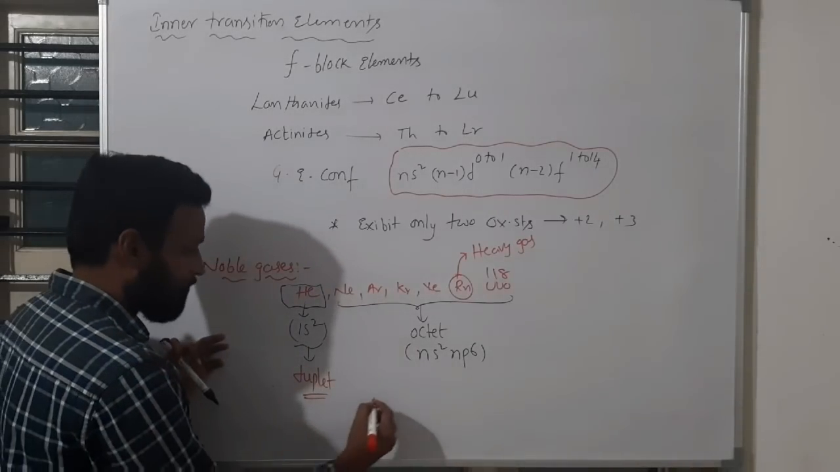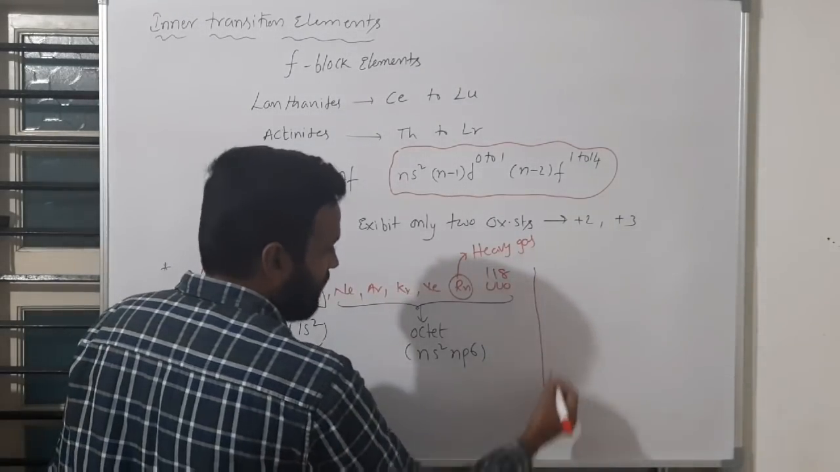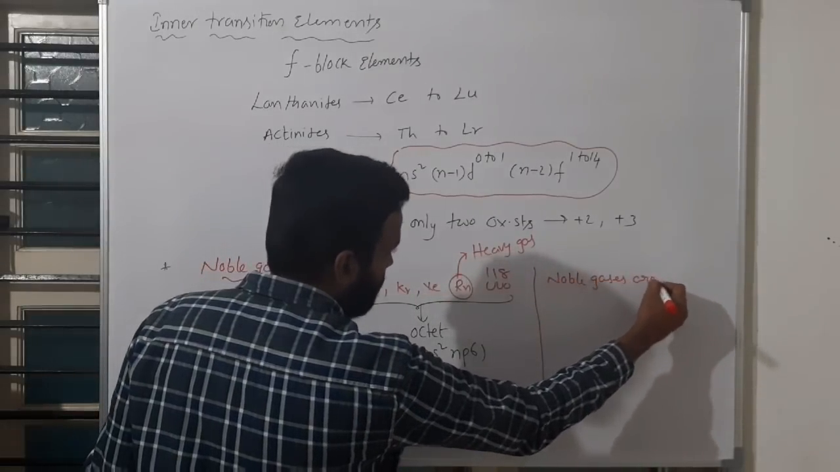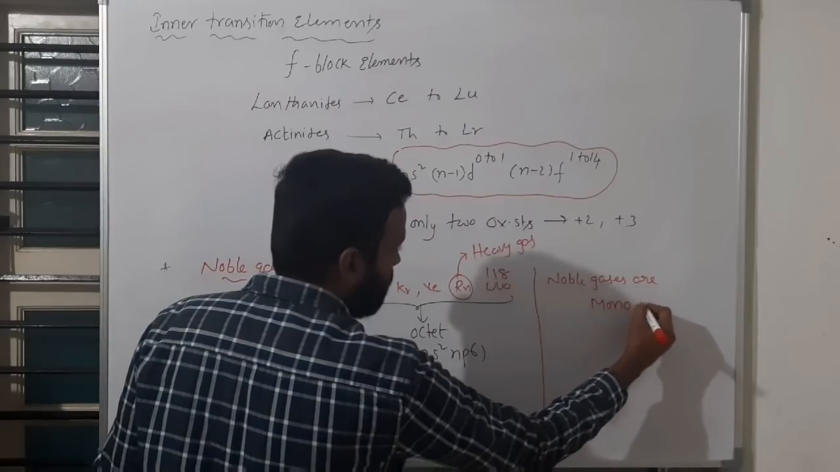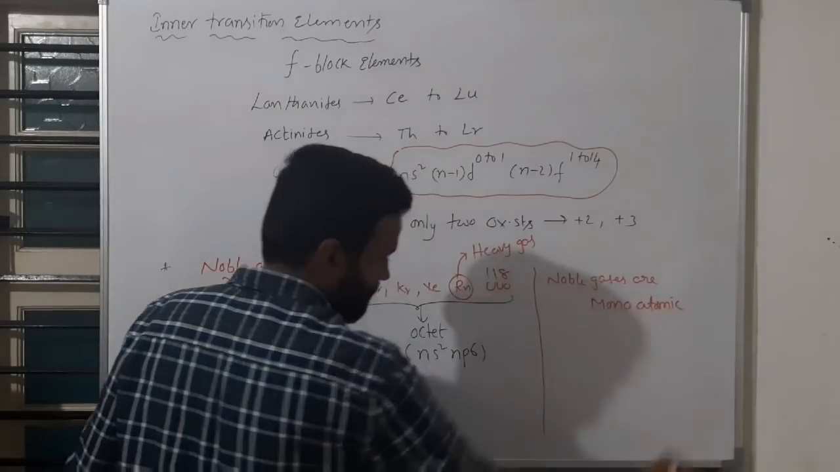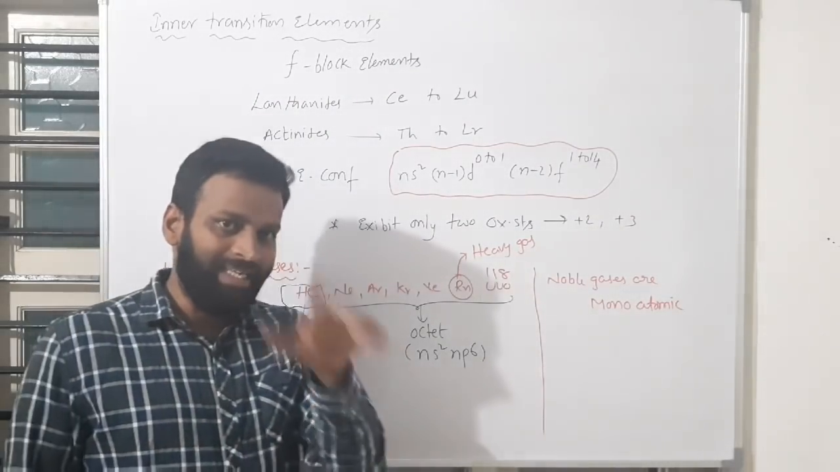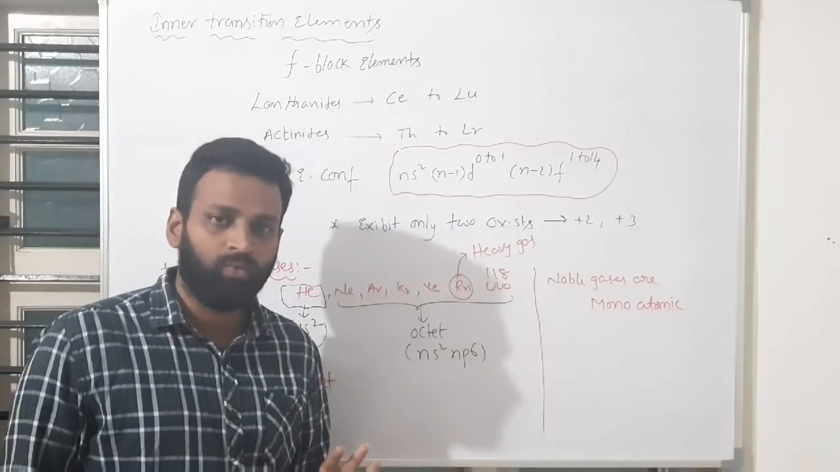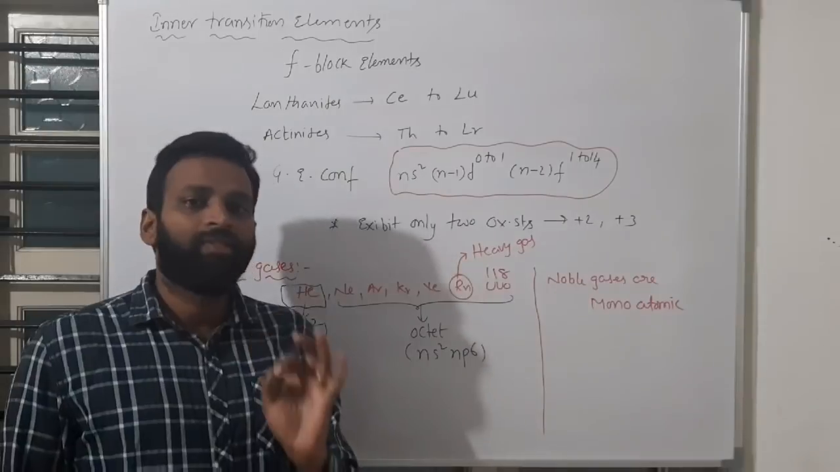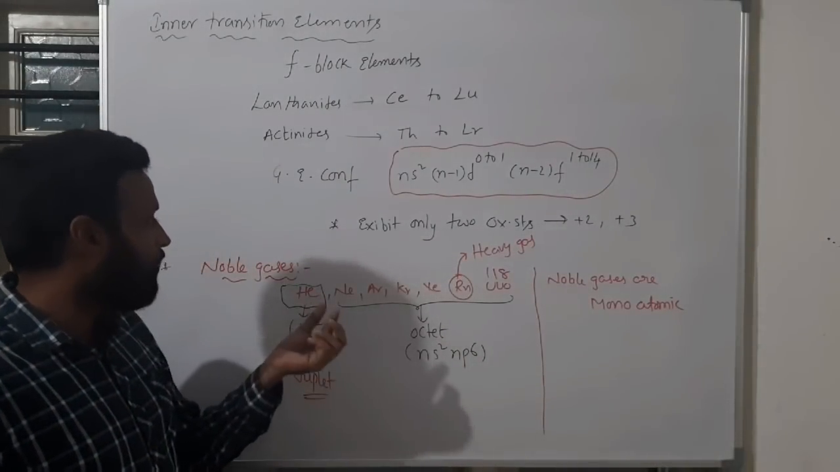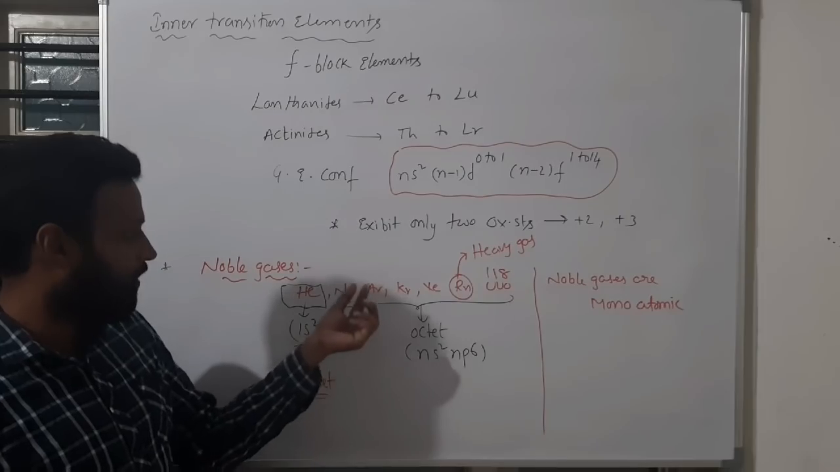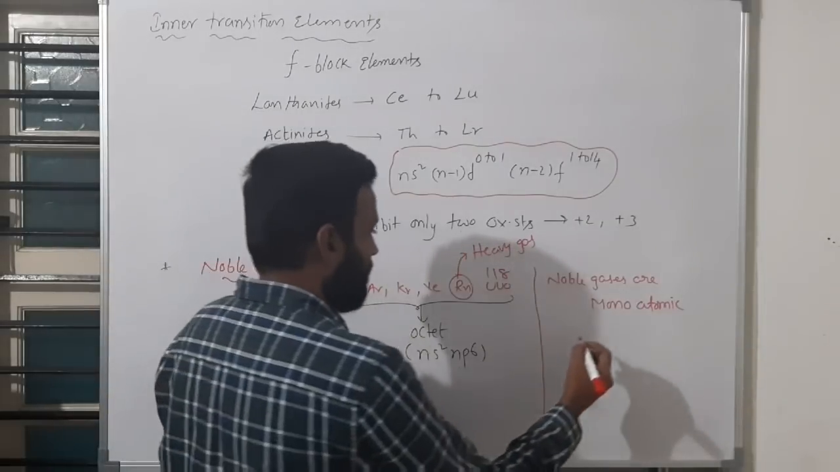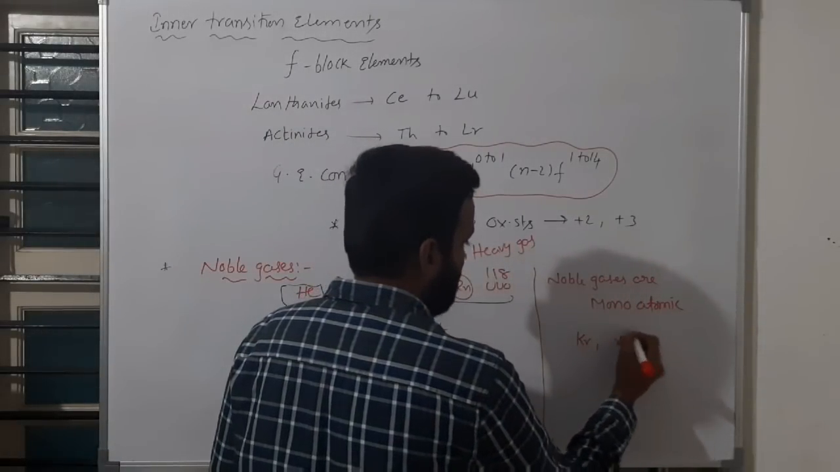And these noble gases are monoatomic. In previous classes also I have given this. Do you know what monoatomic means? They exist as a single elemental state. Helium only, not He2. Neon, Ne, that's it, not Ne2, not Ne3. They simply exist in a single monoatomic manner. So helium, neon, argon, krypton, xenon, radon, like that.